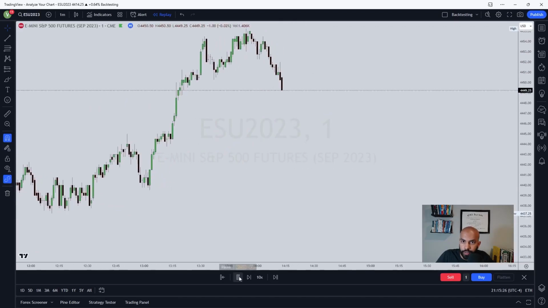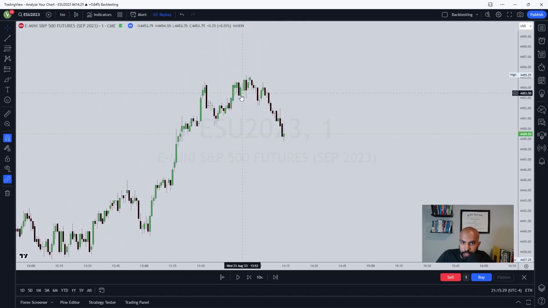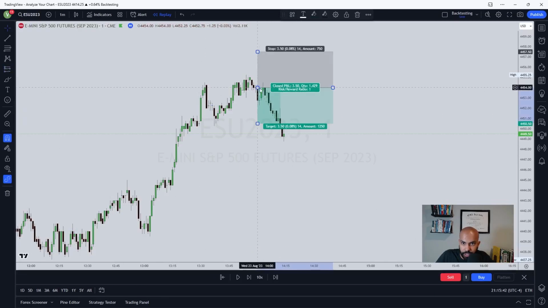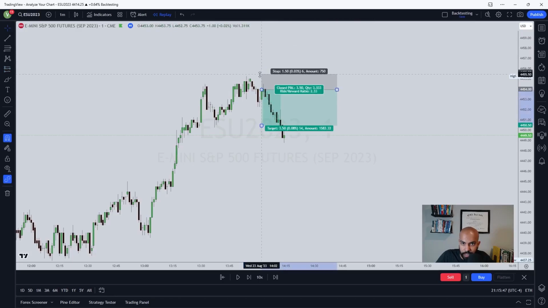Already nothing tradable here for me. What about this? Took this out. Market structure shift. Price does actually come into this order block. This could actually be a trade. So I remember I tried to take this trade during the week, but I didn't get filled for this exact reason. But this would be a good order block trade, and then I would target these lows.